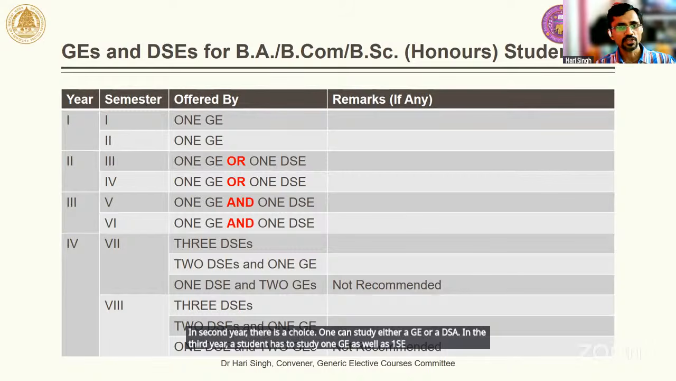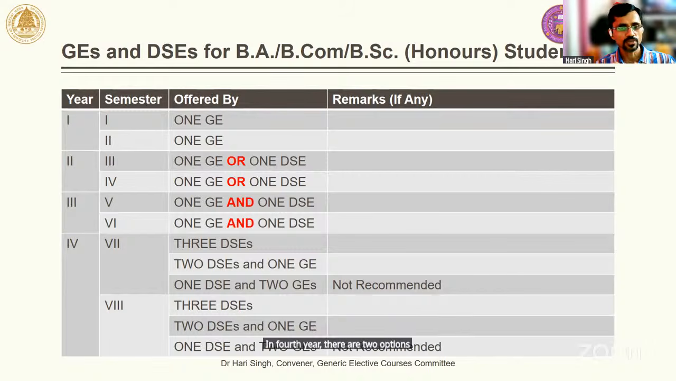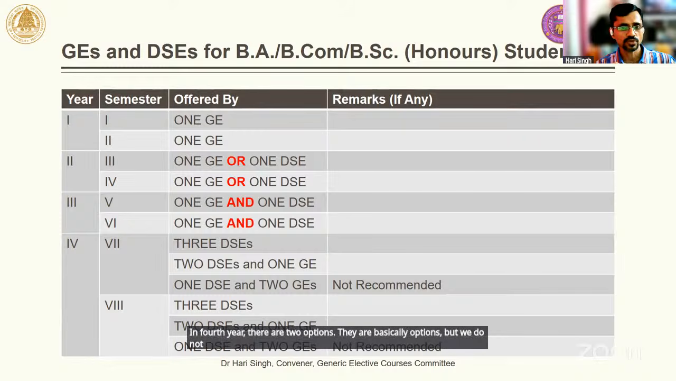In fourth year, there are 2 options. There are basically 3 options, but we do not recommend the third option, so there are only 2 options available in our college. That is, a student can take either 3 DSEs or a combination of 2 DSEs and 1 generic elective. This is for the honors students.